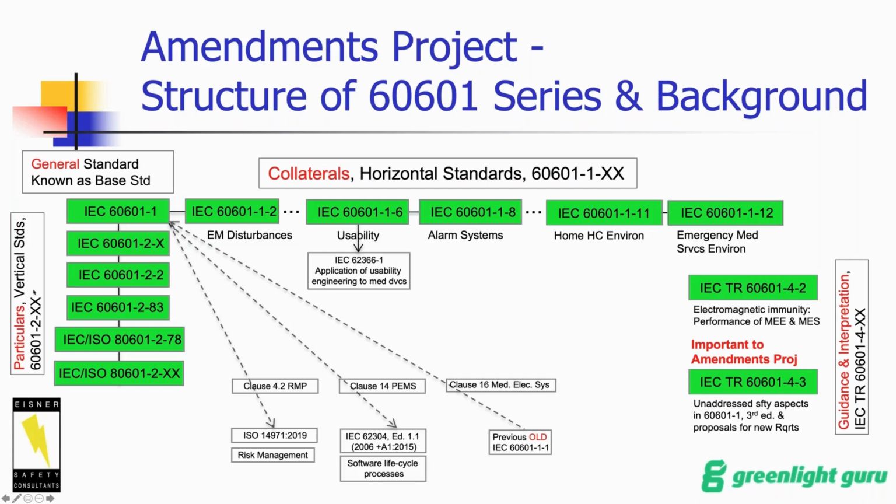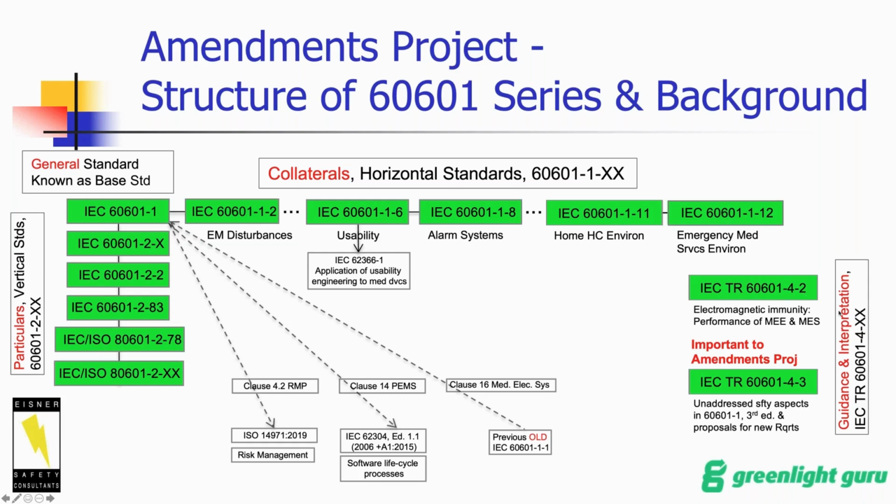Particulars, sometimes called vertical standards, are specific technologies in a sense. 2-2 is high frequency surgical equipment. 2-24 is infusion pumps. The one I'm a convener of is 80601-2-58, which is a joint standard between IEC and ISO committees. And that's lens removal and vitrectomy equipment.